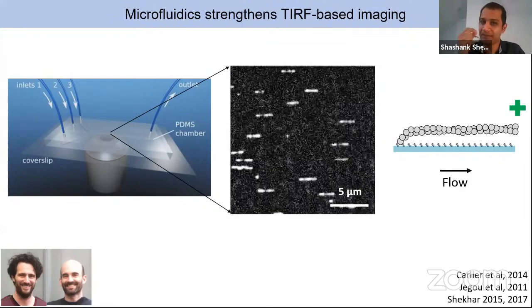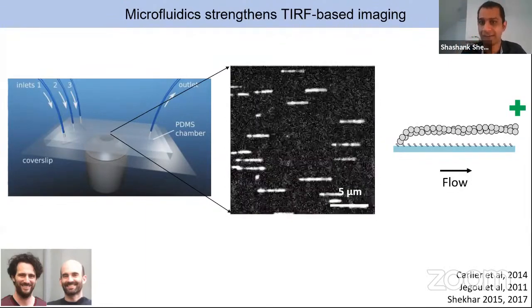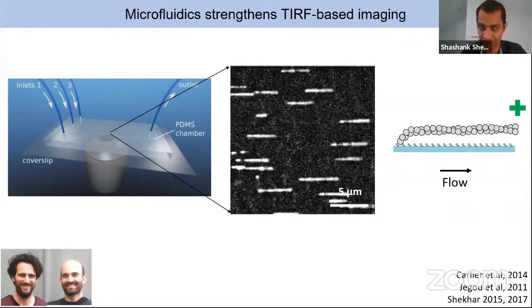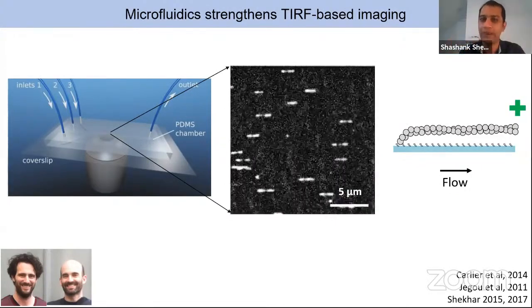Because your filaments are aligned, you can observe very small changes in elongation rate, which tells you what is bound at the end. If capping protein suddenly gets bound, the filament would immediately get capped. If formin gets bound, the filament would start growing fast. You can observe these very small changes very quickly.